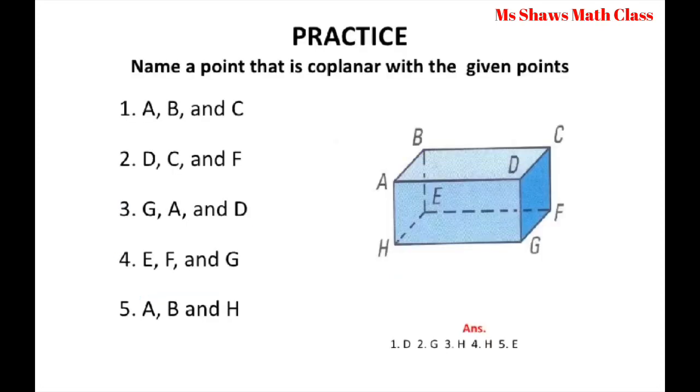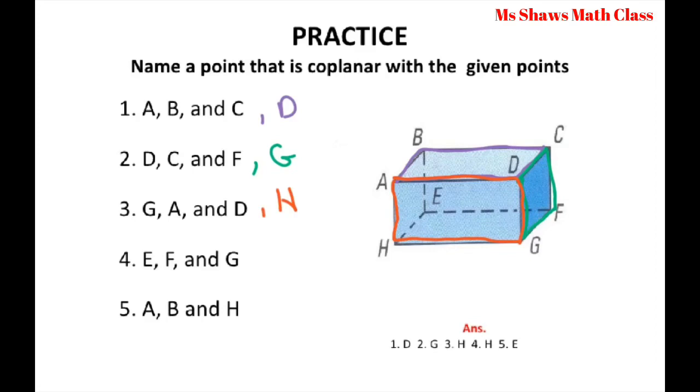All right, and let's do the planar one. So name a point that's coplanar with a given point. You have A, B, and C. So that would also be D, because you want this top portion of the box. D, C, and F. That means G would be included because that's the side of the box there, or cube. And then we have G, A, and D. So that would mean H goes with this front part of the box.